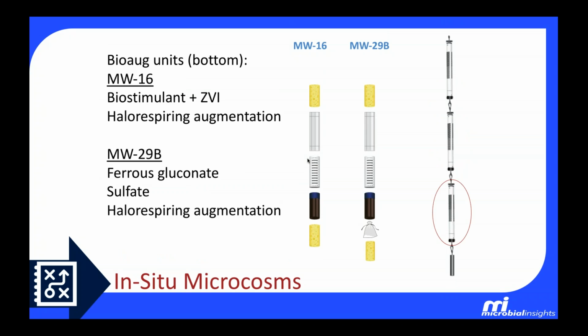Finally, the bottom units were also to test a bioaugmentation culture, but this time there was a different substrate added, and in each of the monitoring wells, there were some different amendments that were tested. What you see here is in MW16, the sponges were loaded with a biostimulant plus CVI, and in 29B, the sponges were loaded with ferrous gluconate and a baggie containing sulfate. And then we had the passive diffusion bags to look at the contaminants of concern, the biotraps, again loaded with that same Dehalococcoides culture, and those geochemistry vials.